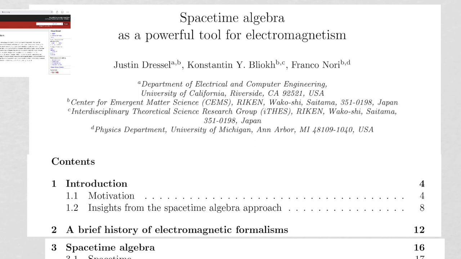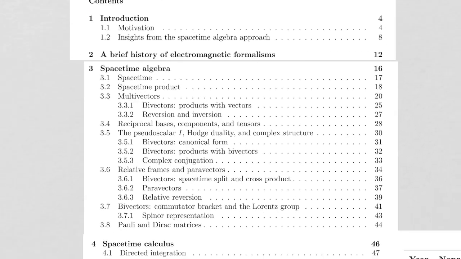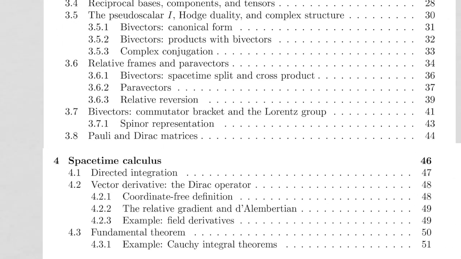We are going to continue our study of the space-time algebra using this wonderful paper, and we have made a lot of progress. We have gotten all the way into section 3.62, paravectors. Today we are going to finish paravectors and hopefully begin, or maybe even finish, relative reversion. So let's begin.